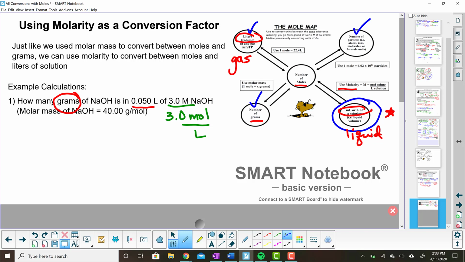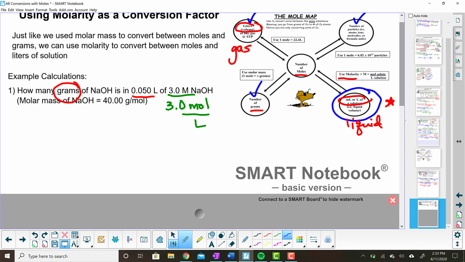So let's set up the skeleton for this conversion. I'm going to start with the volume. And that's where I said I was going to start. So 0.050 liters. I'm going to convert liters. Instead of liters again, I'm going to go on the bottom. My second step is moles. So moles goes on the top. And then I said after I got to moles, I wanted to convert moles into grams. So this is my skeleton for how I'm going to solve for grams.